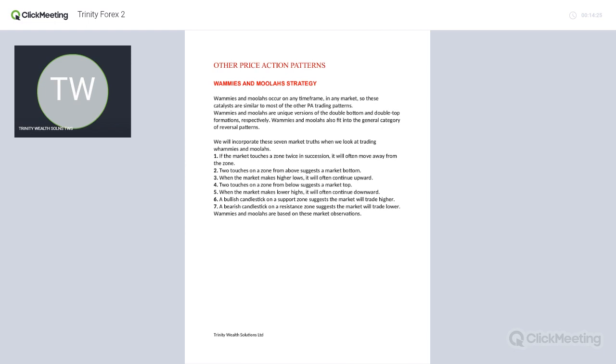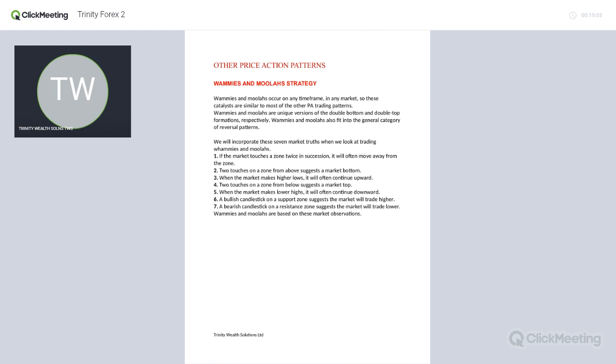All these points are slowly showing us the difference between Womis and a double bottom, and how this one gives us a clearer, more precise confirmation that the market is reversing. You're going to see further how it communicates that to us. Two touches on a zone from below suggest a market top. That's a double top. When the market makes lower highs, it will often continue downward.